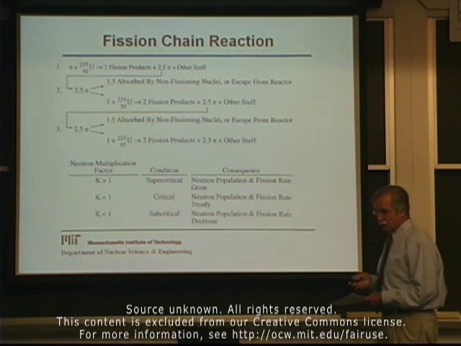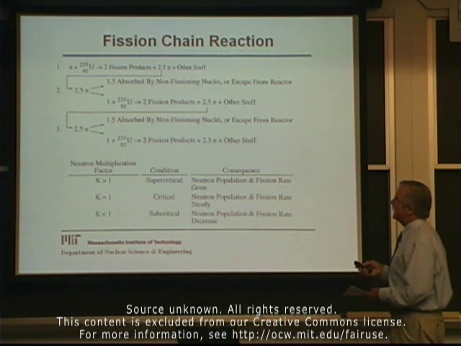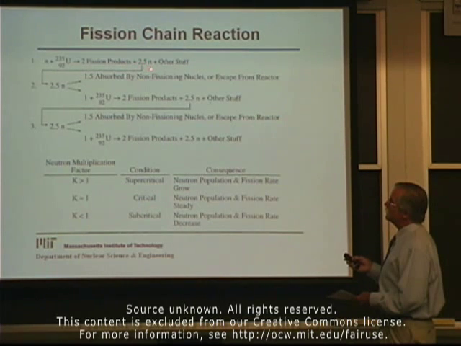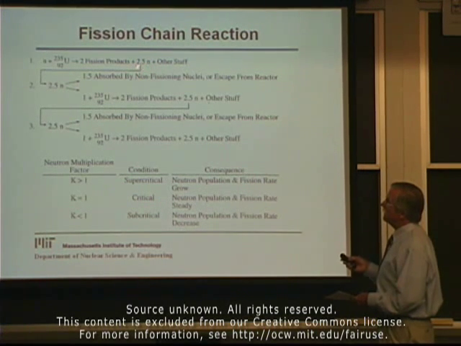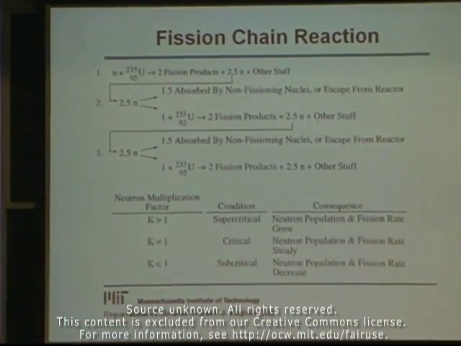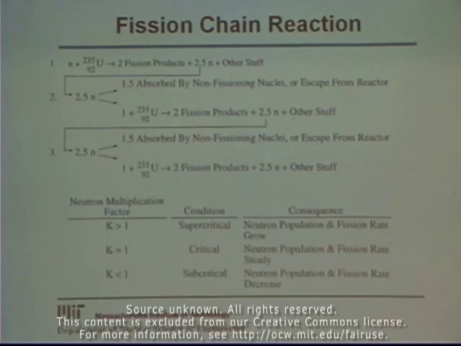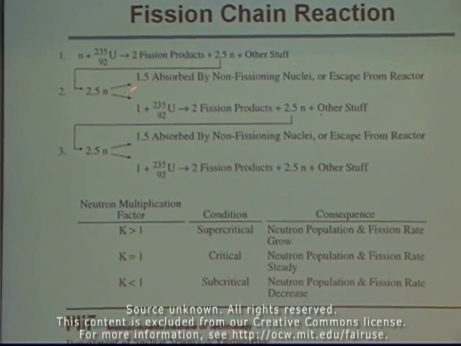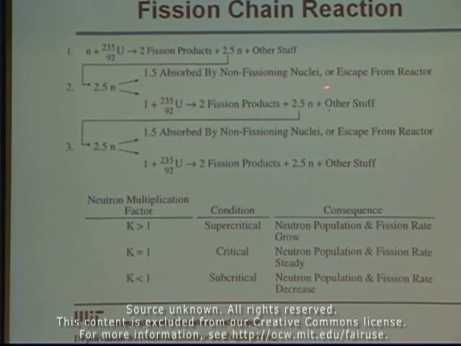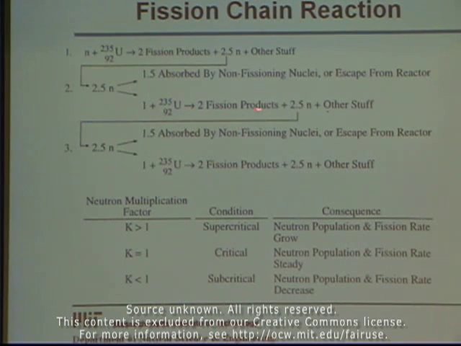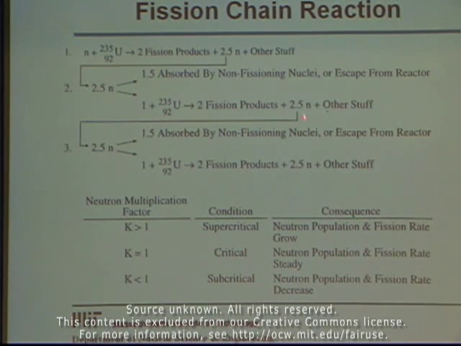Now, the chain reaction process is relatively straightforward. And what we're trying to do is create, essentially, at least 2.5 neutrons, so that of these 2.5 neutrons, 1.5 of which could be absorbed by what we call non-fissioning nuclei, or in fact escape from the reactor. We need at least one neutron to survive this non-fissile absorption to create our next fission, which then produces 2.5 neutrons, which goes on and on and on.